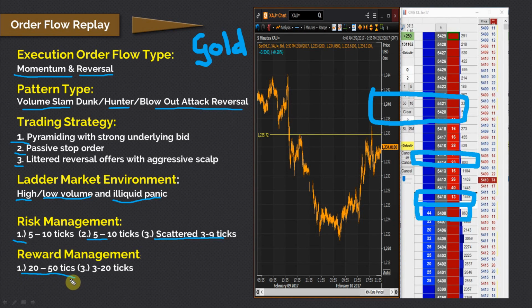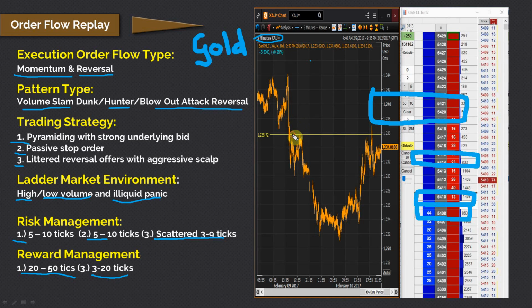Especially in your illiquid markets, the markets that have stops: gold, even some esoteric commodities. And then your reward management for the blowout reversal, you're looking at 3 to 20 ticks. Now what we're looking at here is identifying a predetermined level in the gold market, which is 12.3572. This is a 5-minute chart, as you can see over here.